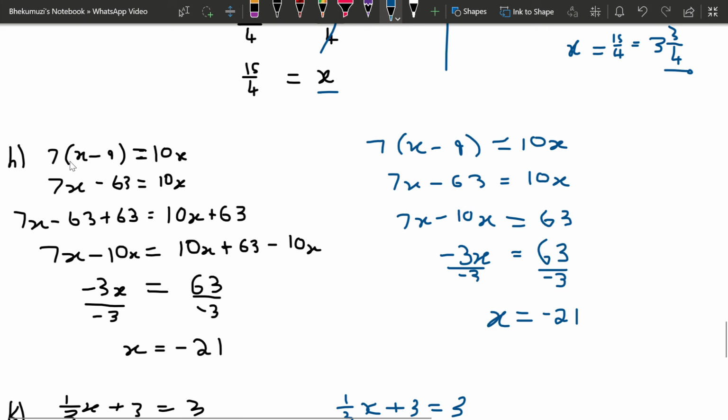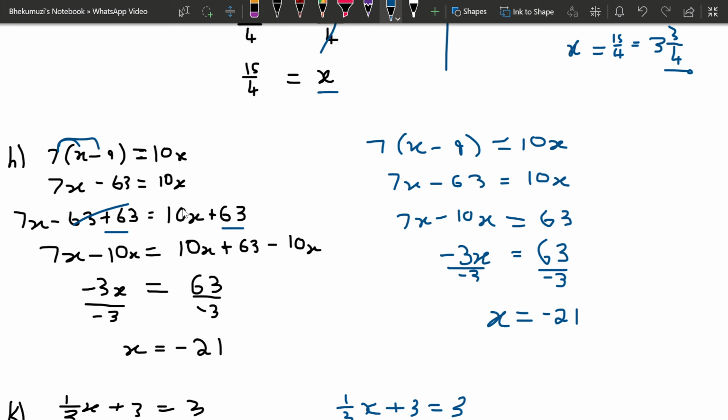So it's 7 times x minus 9 is equal to 10x, and so we would multiply in, and when we multiply in, we find that 7x minus 63 is equal to 10x. So to cancel out that minus 63, we add 63 on both sides, and then we find that 63 is on that side, and this cancels itself out.